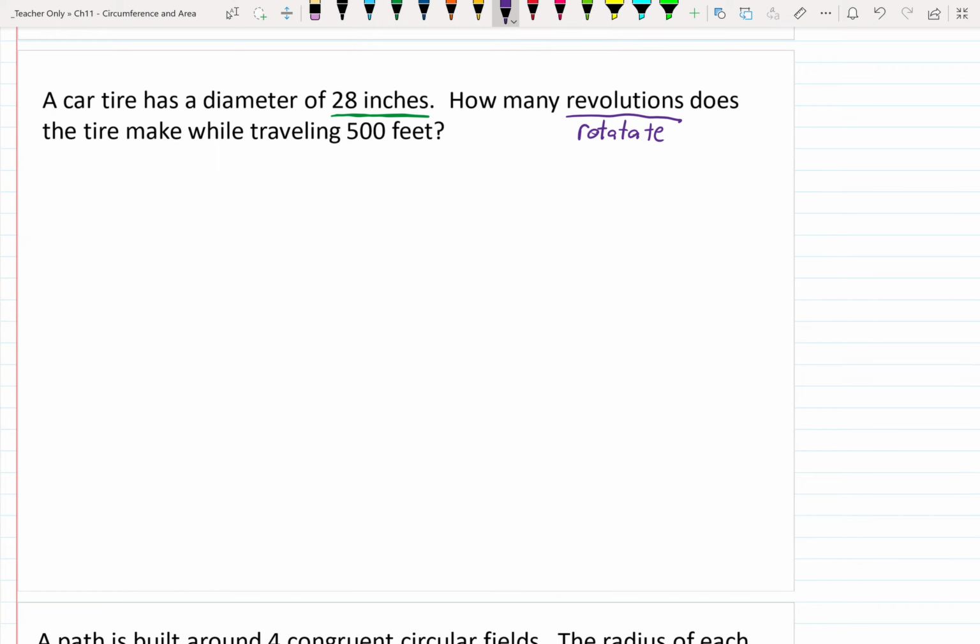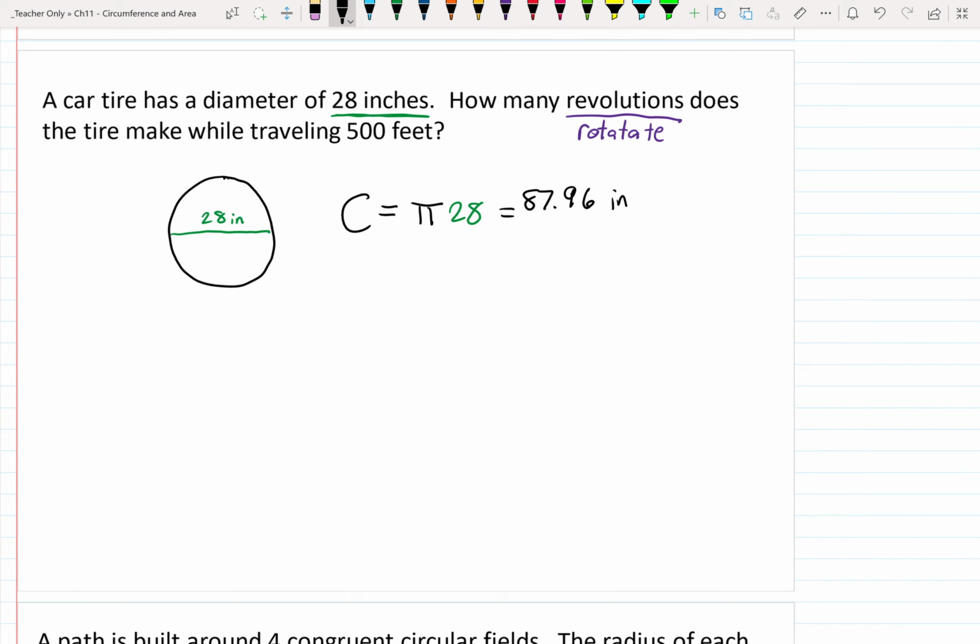The first thing we need to do, let's find the length around the tire. So here's our tire. And I know that the diameter is 28 inches. So the actual circumference would just be, we have diameter, so it would just be pi times diameter, which is 28. Which is 28 pi in your calculator, 87.96 inches. We know our circumference now.